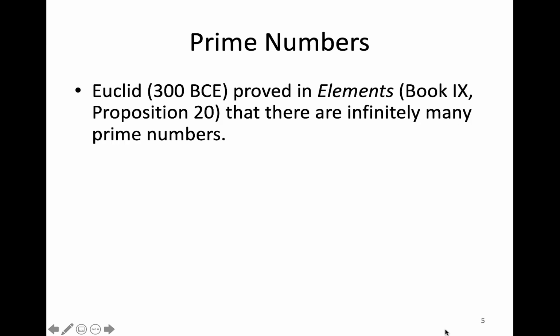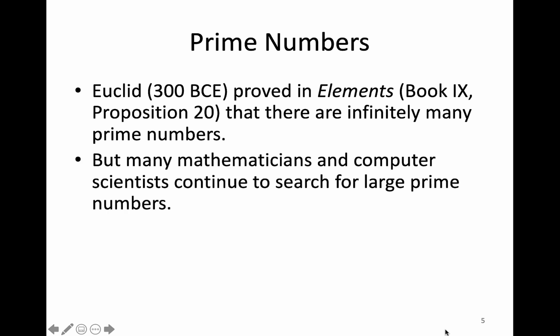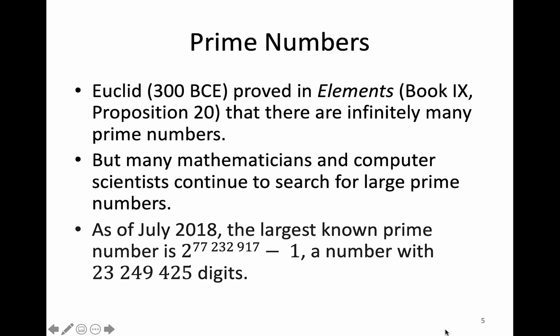22,794,533. Greek mathematician Euclid proved more than 2,000 years ago that there are infinitely many prime numbers. But many mathematicians and computer scientists continue to search for large prime numbers. As of July 2018, the largest known prime number is 2 to the power of 77,232,917 minus 1.